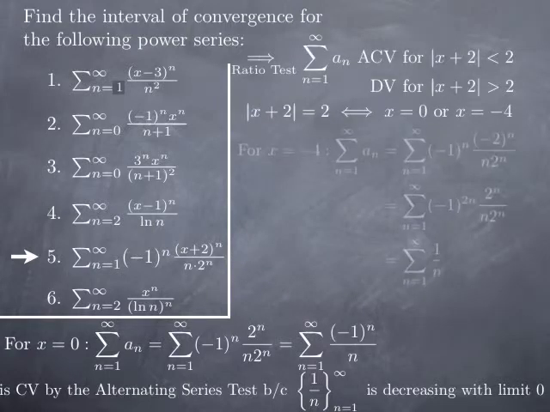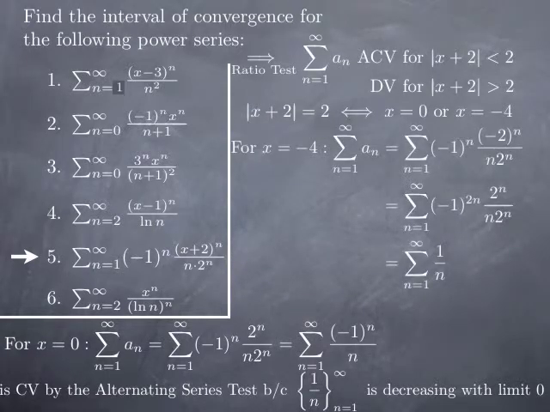On the other hand, for x = -4, if I plug -4 in (x + 2)^n, I get (-2)^n. But that's really just (-1)^n times 2^n. And (-1)^n multiplied by (-1)^n is (-1)^(2n), and that's just 1. The 2^n cancels out. We end up with just a series of 1 over n, which we know is a divergent p-series, for p equal 1.